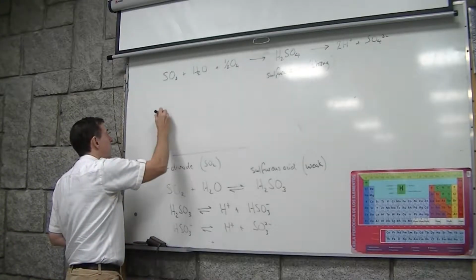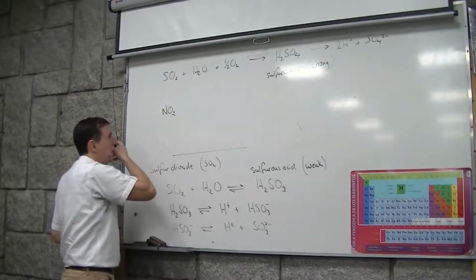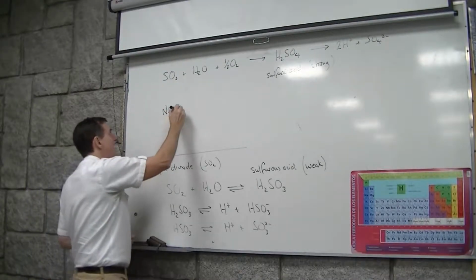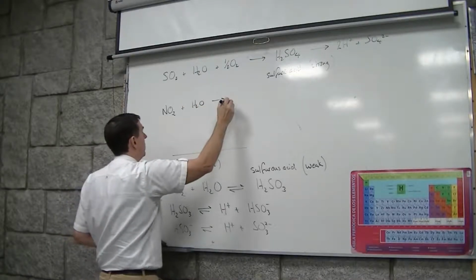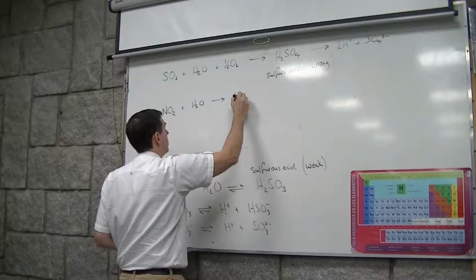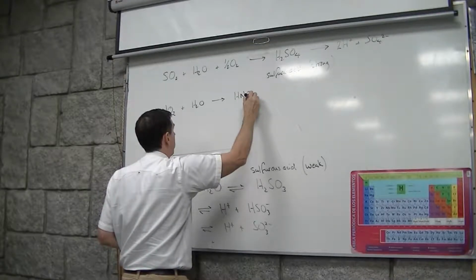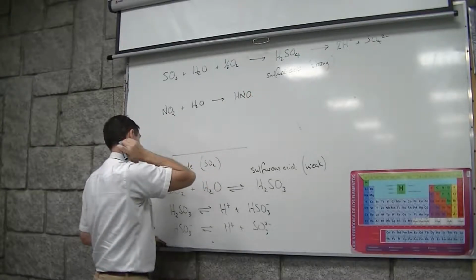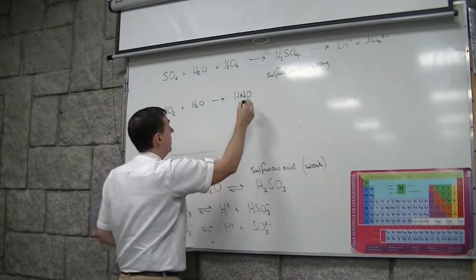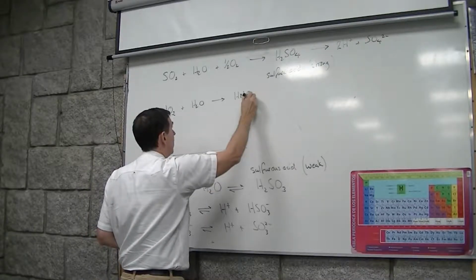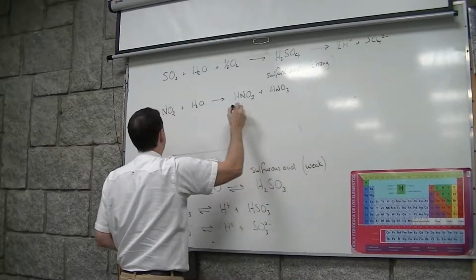Nitrogen oxides, well, if we represent nitrogen oxides by NO2, nitrogen dioxide, very, very similar. Nitrogen dioxide will dissolve in water to make... This is actually going to be an oxidation reaction. I've chosen a bad one here. It's going to give HNO2 plus HNO3. We're 5 there, don't we? So 2 of those.